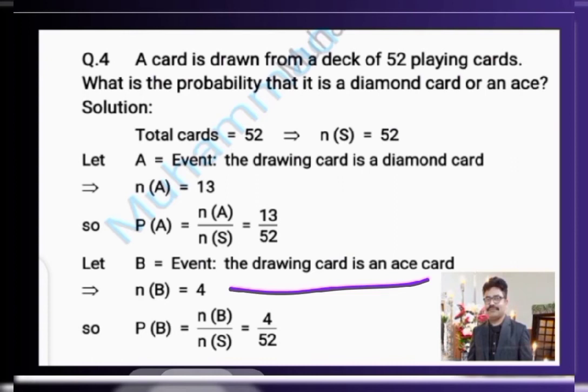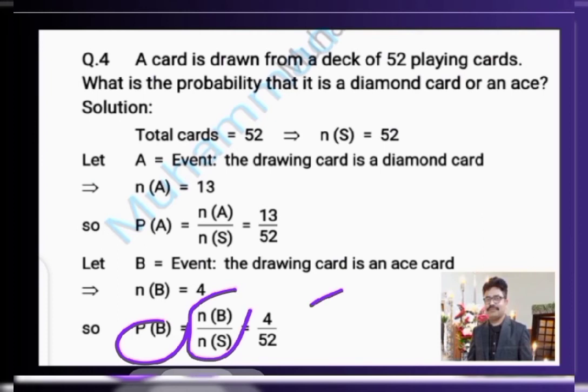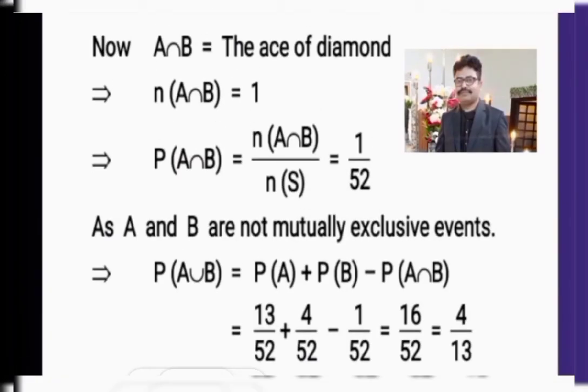So the number of values in event B is 4, and probability of B will be the number of values in event B divided by the number of values in the sample space. As there are 4 values in event B and 52 values in n(S), the probability of event B is 4 by 52. I have not simplified the probability of event A and event B. If we simplify, we will have a complication in the final answer, so I have not simplified this.